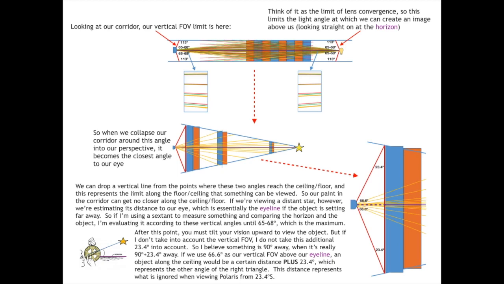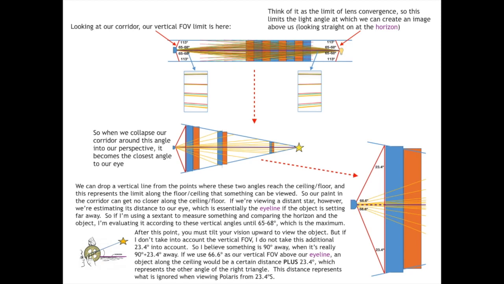So this limits the angle at which we can create an image above us or below us, looking straight on at the horizon. So when we collapse our corridor around this angle into our perspective, it becomes the closest angle to our eye. In other words, it's the closest angle with which we can view those paint stripes, essentially. We can drop a vertical line from the points where these two angles reach the ceiling and the floor, and again, it limits the distance along the floor or ceiling that something can be viewed above or below us.